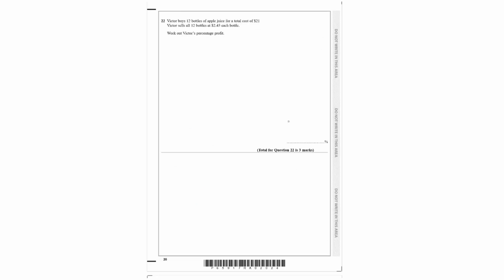Question 22. Victor buys 12 bottles of apple juice for a total cost of $21. He sells all 12 bottles at 2.45 per bottle. Work out Victor's percentage profit. To find the percentage increase, it's new minus old divided by old times 100. Now, for the new value, the value that he sells it at, it's 12 times 2.45. We can find this out using our calculator.